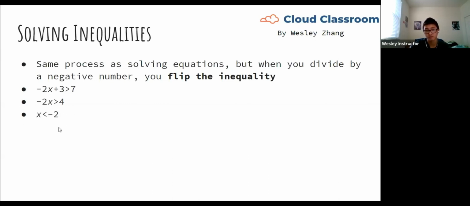That is our answer. Remember, this is why I bolded it. You have to flip the inequality. So if it's greater than and you divide by negative, you gotta flip it. That's very important. Some people might forget it because they might overlook it and they'll get the problem wrong.